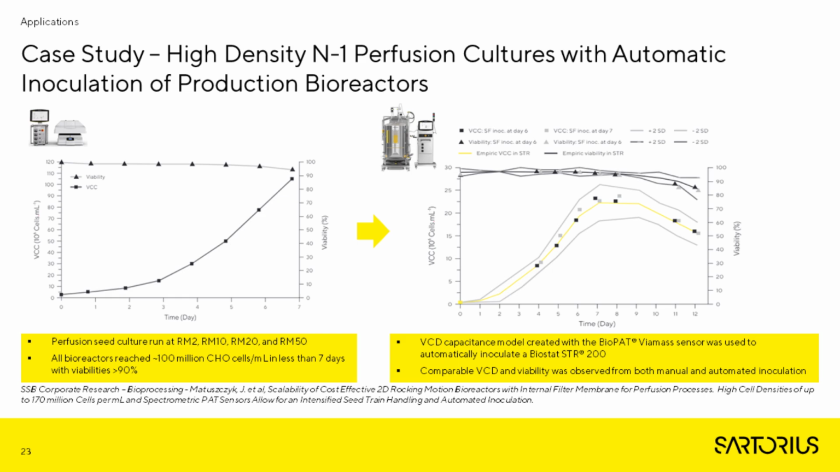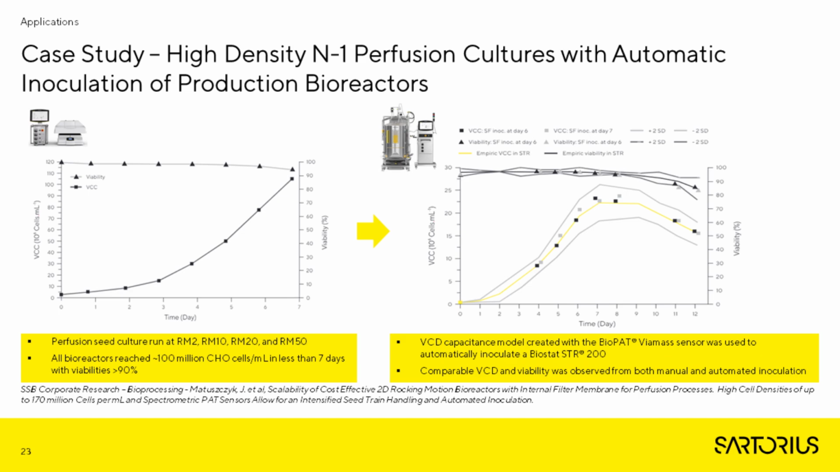On this slide, though, I want to share data for high density N-1 perfusion culture, where we used rocking motion in combination with stirred technology, and we even utilized an automated inoculation of both bioreactor types. So what do you see? On the left side, you see the rocking motion perfusion seed culture. The data shown here is only for the 50 liter, but the experiments were done in all different RM scales, 2 liter, 10 liter, 20, and 50. And all rocking motion bioreactors reached 100 million CHO cells per milliliter in less than 7 days while maintaining the viability above 90%.